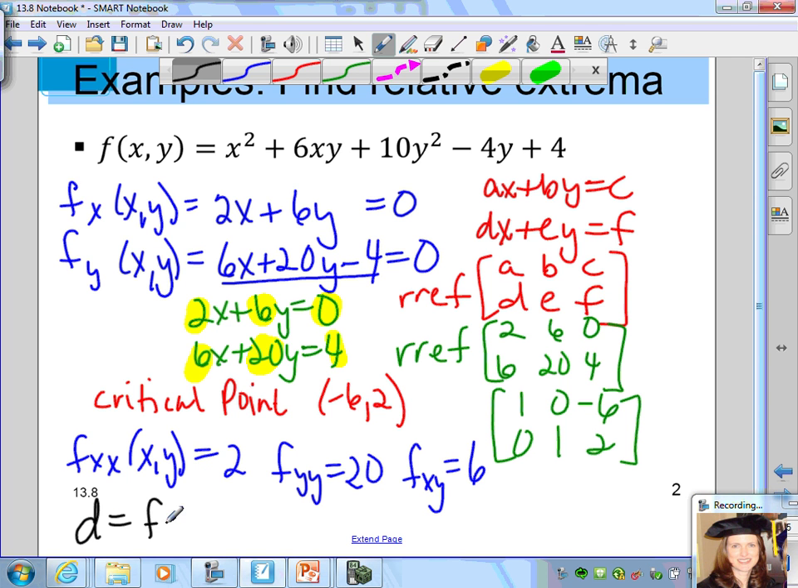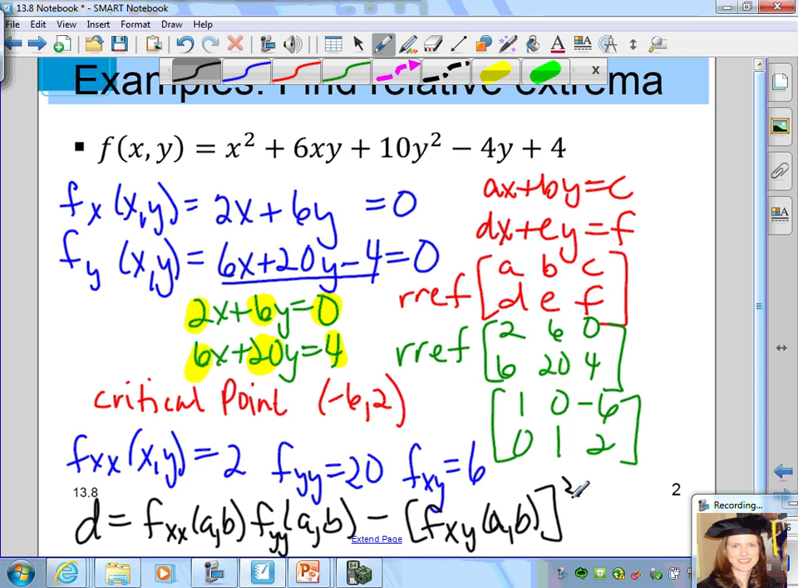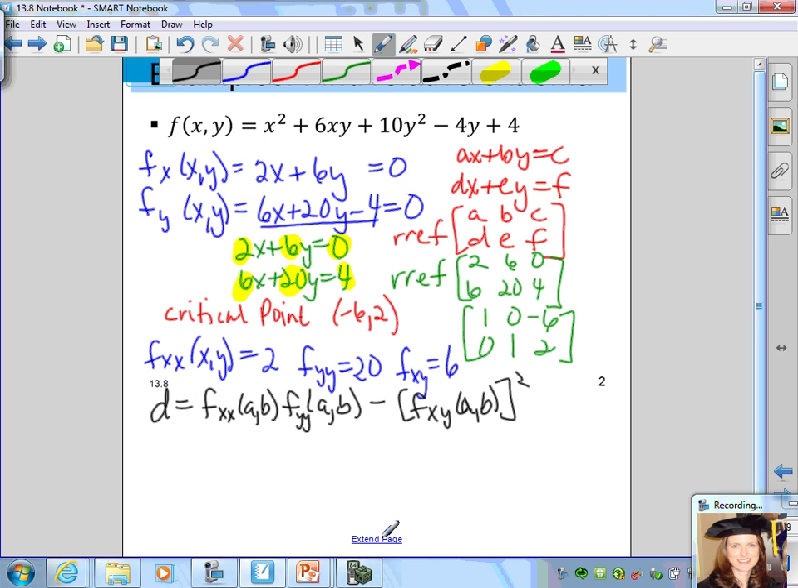Now D is our determinant. D is the second partial with respect to x evaluated at that critical point, times the second partial with respect to y, minus that mixed partial squared. Again, we don't have a place to plug in that critical point because those values are constant. So our value for D is going to be 2 times 20 minus 6 squared, which equals 40 minus 36, which is equal to 4.